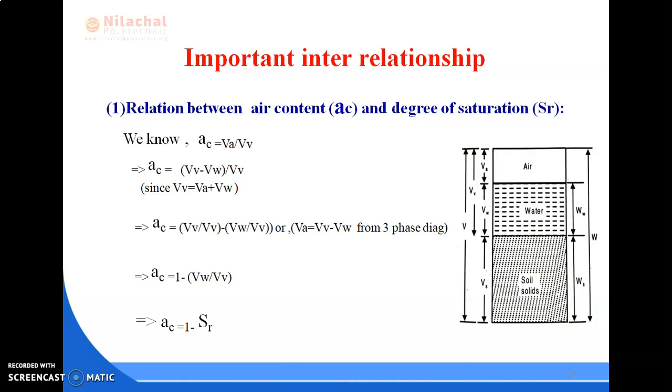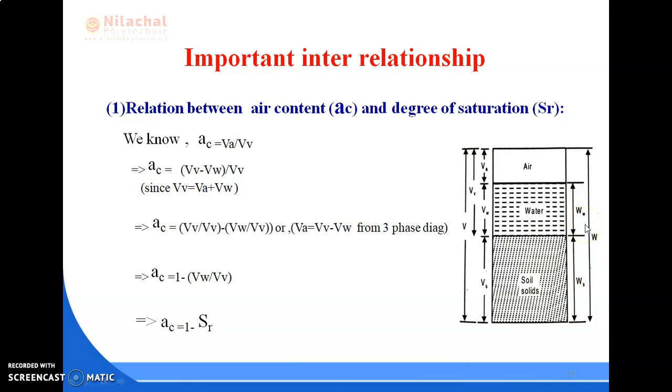Next, another relationship: relation between air content Ac and degree of saturation Sr. Already I have told that to find any interrelationship, first you have to draw the three-phase diagram. This is your first work. After that, go for the relationship. This is a three-phase diagram. On the left side, volumes are given, and on the right side, weights are given.